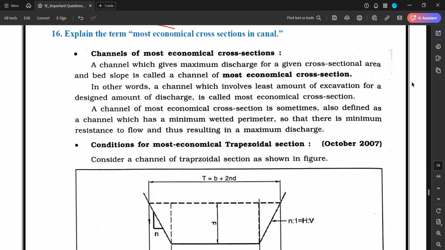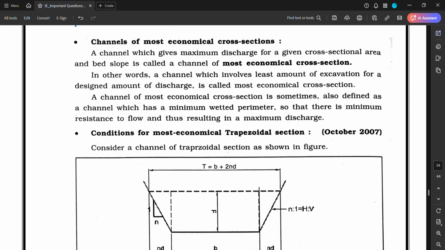A channel of most economical cross section is sometimes also defined as a channel which has minimum wetted perimeter. So there is a minimum resistance to flow, thus resulting in a maximum discharge. Condition for most economical trapezoidal section.